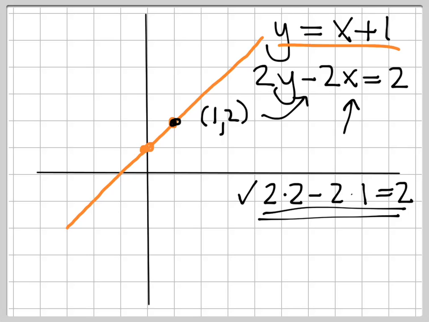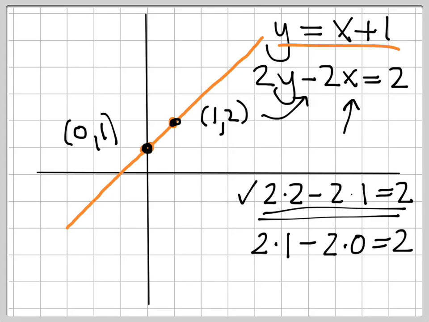Well, let's check another point. How about (0, 1)? Does that also work? 2 times 1 minus 2 times 0, does that equal 2? Well, that's 2 minus 0, that does equal 2. Wow, 2 of the points on this line work for this other line. And we know that when we have 2 points on a line, that gives us the entire line. So if I connect those 2 points, I get the graph of this one. Uh-oh, they're the same. Not only are they parallel, but they're totally the same line.